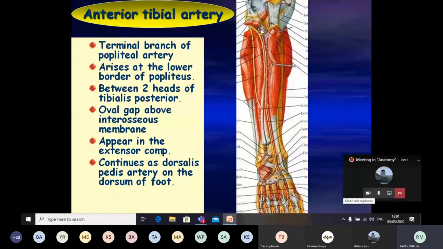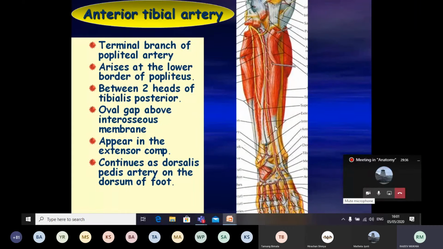It is passing through this oval opening present in the interosseous membrane. After passing this, it comes to the anterior aspect of the leg. In this opening, it is related just medially to the neck of the fibula. On the lateral aspect of the neck of the fibula, there is the common peroneal nerve. On the medial aspect, there is the anterior tibial artery.